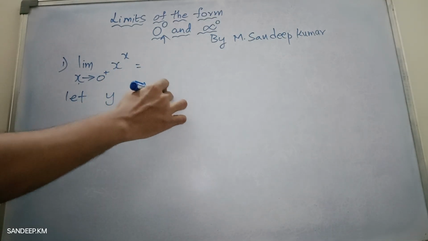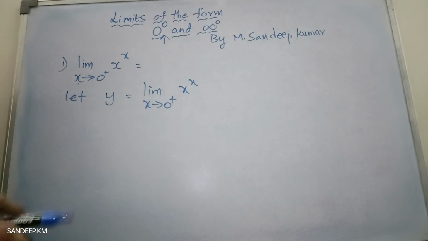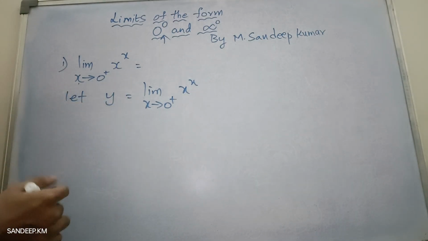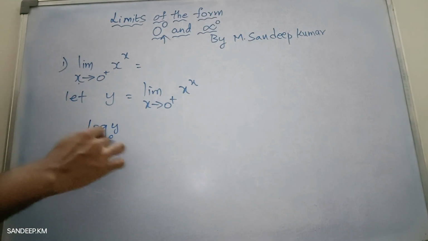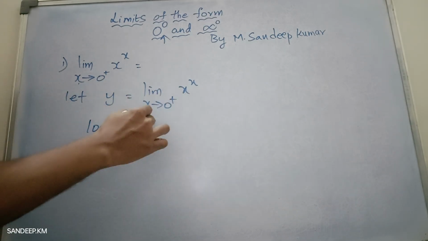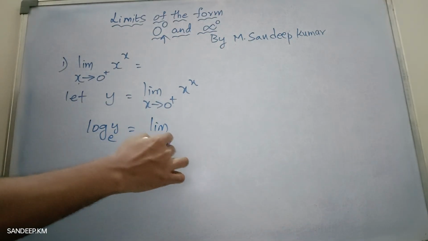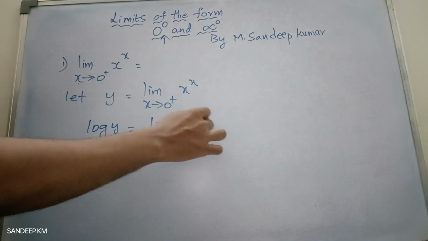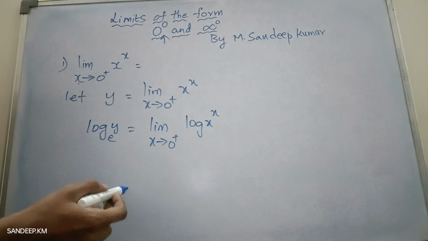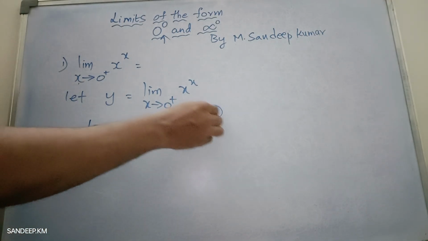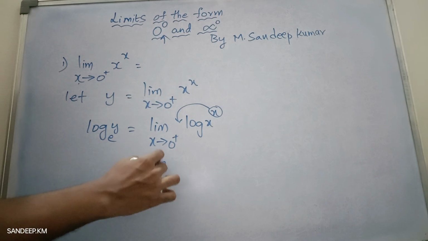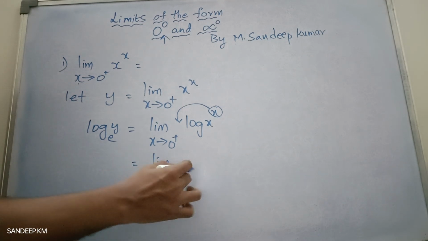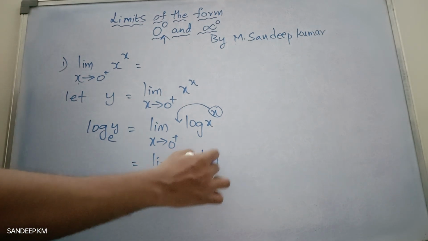Limit x approaches 0 plus x power x. Let us assume that its value is y. Next we will apply logarithms on both sides, logarithm with base e, and the log will go inside. So limit x approaches 0 plus log of x power x. And we already know that the power will become the coefficient of log according to the properties of logarithm. Which is equal to limit x approaches 0 plus x into log x.